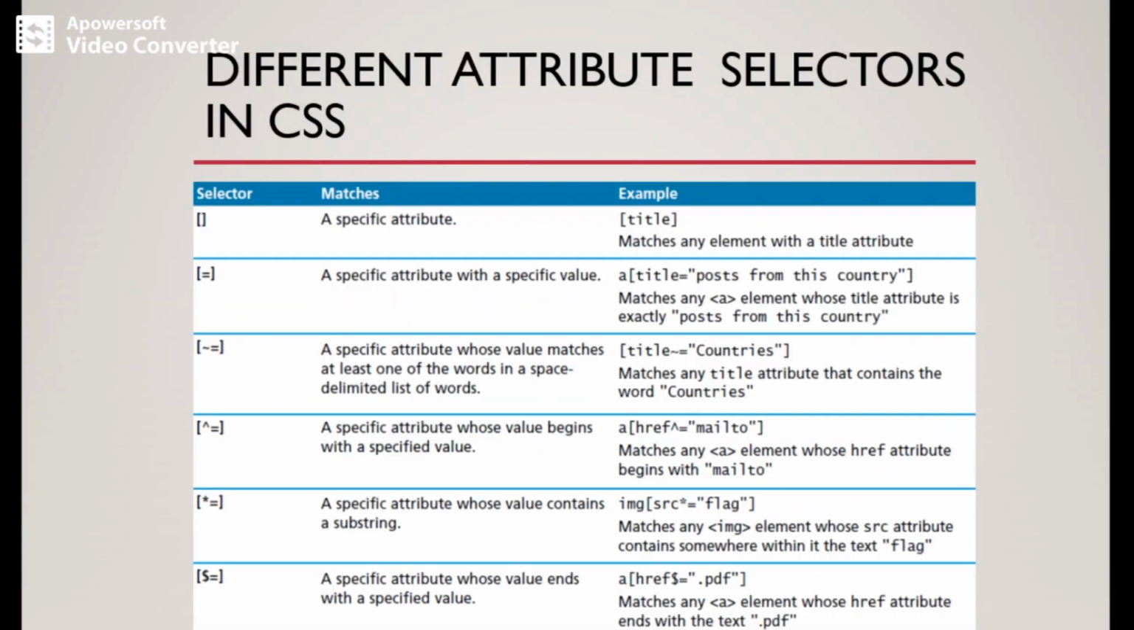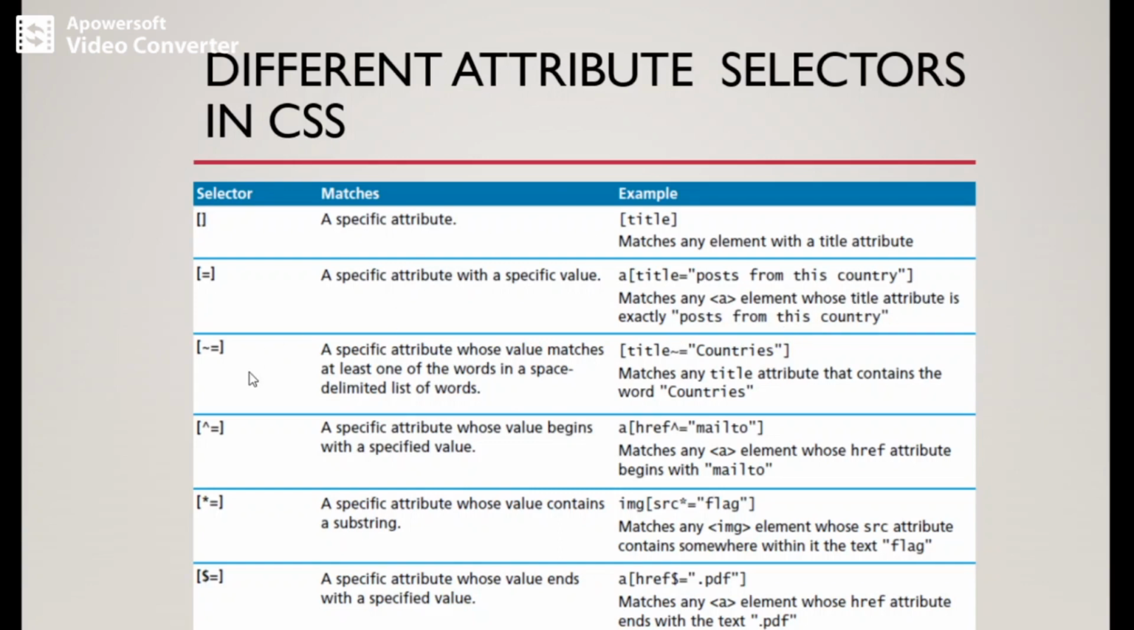So we have different attribute selectors. This is just a pair of square brackets. It specifies a specific attribute. So you are matching any element with the title attribute. Here it is written title. Now, equal to means a specific attribute with a specific value. See, a title. Now here the value is being specified: post from this country. So it matches any a element whose title attribute is exactly post from this country.